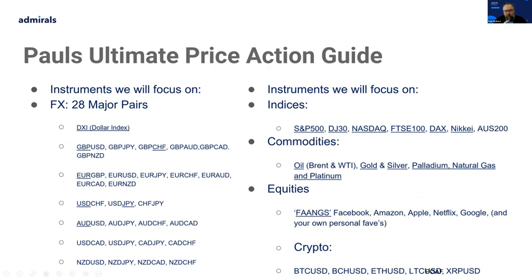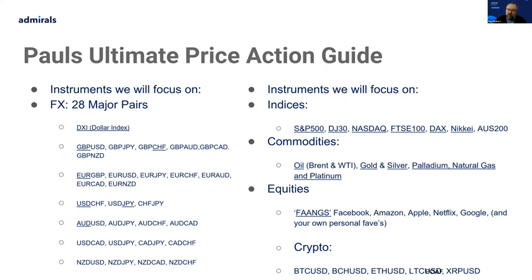And what we also said is that when it comes to FX, in terms of the instruments, we'd look at focusing on the dollar index, followed by the 28 major pairs, which are pretty much most of those majors against the US dollar and against each other. We'll also look at indices, so you've got the major American ones like the S&P 500, Dow Jones, NASDAQ, and major other global indices like the FTSE 100 in the UK, the DAX 40 in Germany, the Nikkei in Japan, the Aussie 200 in Australia. Some of the commodities: oil, gold, silver, palladium, natural gas. Natural gas has been interesting for the last year, based upon what we've seen going on in the world.